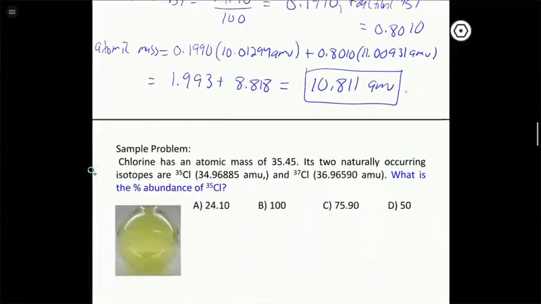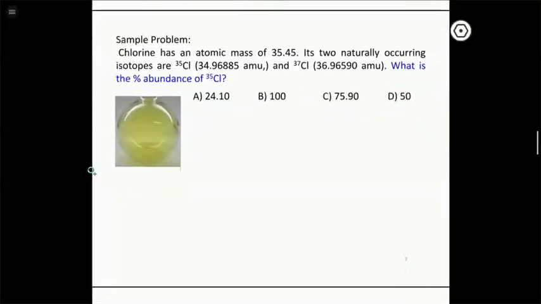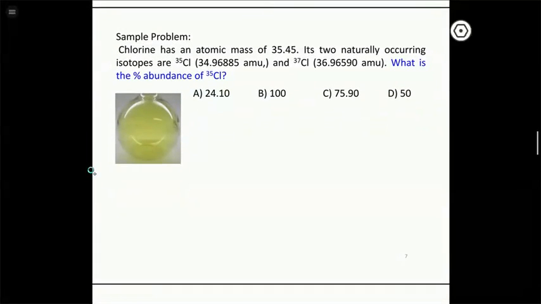And then another variation on this problem is where we give you the atomic mass. So the atomic mass of chlorine is 35.45. We can see that in the periodic table. And it has 2 naturally occurring isotopes. We gave you the masses for both those isotopes, and then we want to know what is the percent abundance of 35 chlorine. So in this case, we're kind of working backwards. We gave you the atomic mass. We want you now to extract out the isotopic abundances.